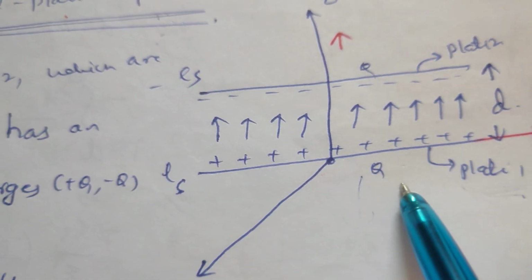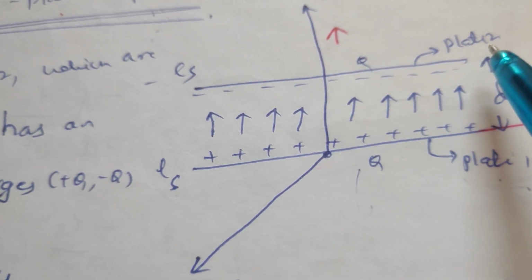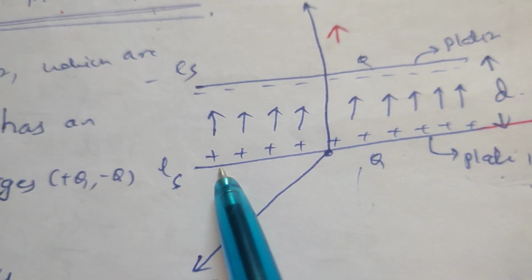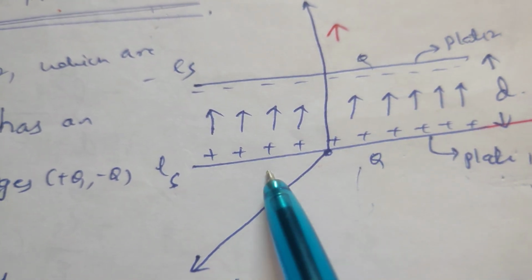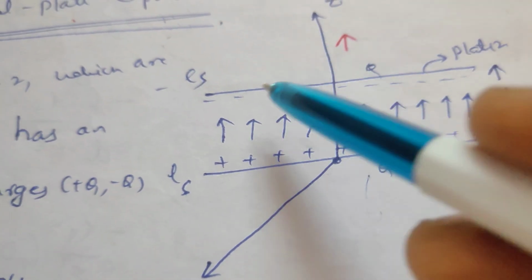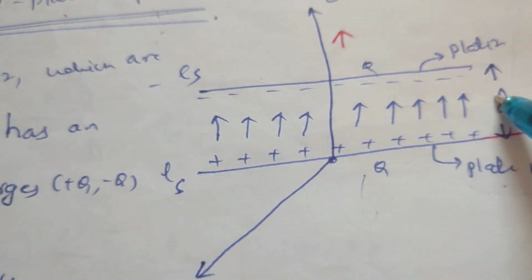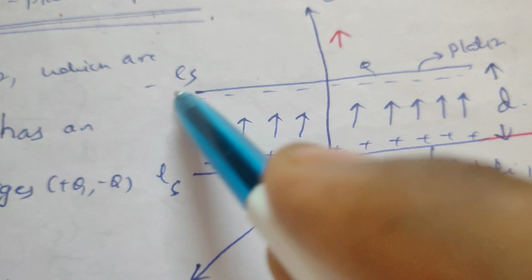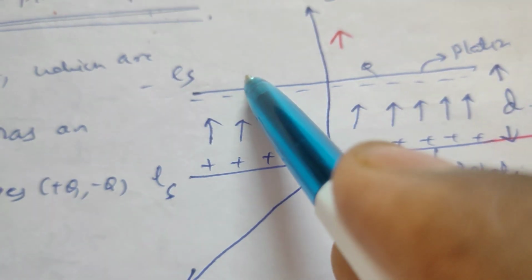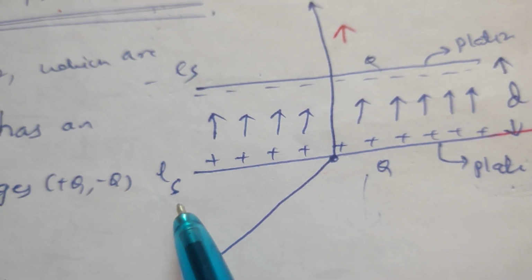One we are calling plate 1, the other plate 2, and we are keeping them at a distance of d, with charge uniformly distributed, positive on plate 1 and negative on plate 2. As we know, these two are sheets, so whenever the charge is distributed, the charge density becomes rho s. If it is a line, it will be rho l. If it is a surface, it will be rho s. So it is minus rho s on one, and positive charge plus rho s on the other.